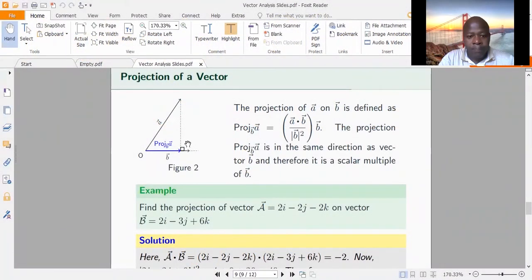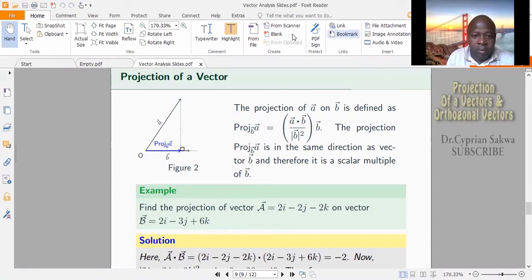Welcome to our class today, and we'll be looking at projection of a vector on another vector. So what do we mean by projection? Let's use this figure 2 here to understand what I mean by projection. Then we'll look at the formula, and then a few examples.